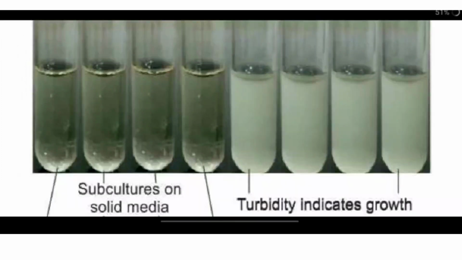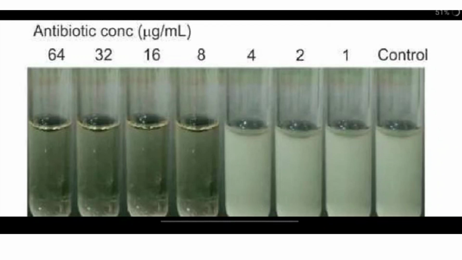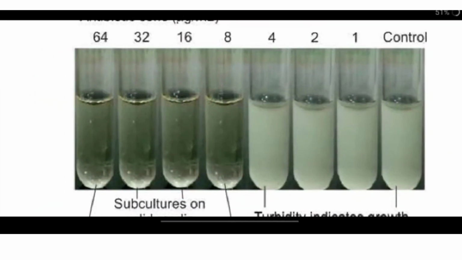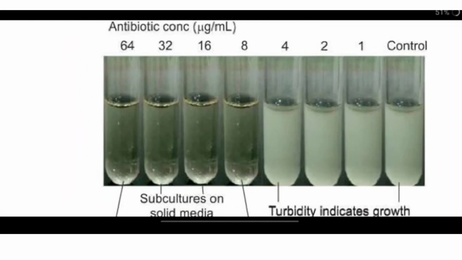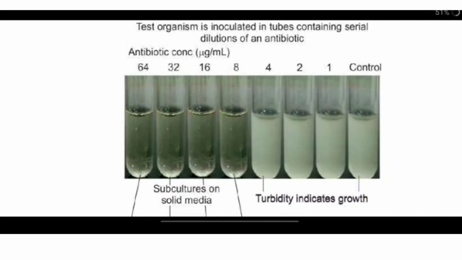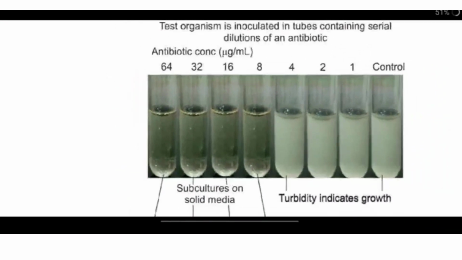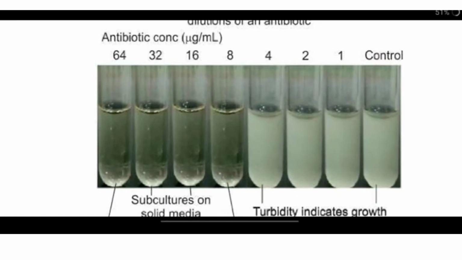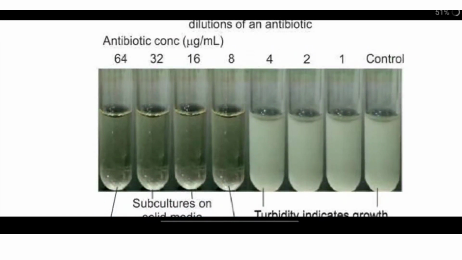Here, turbidity is present in 1, 2 and 4 only. At 1 concentration, 2 concentration, 4 concentration only. But from 8, it is not present. It means at 8 microgram per ml, this antibiotic was not able to kill that bacteria, but it was able to stop the growth of that bacteria. So 8 is the MIC.